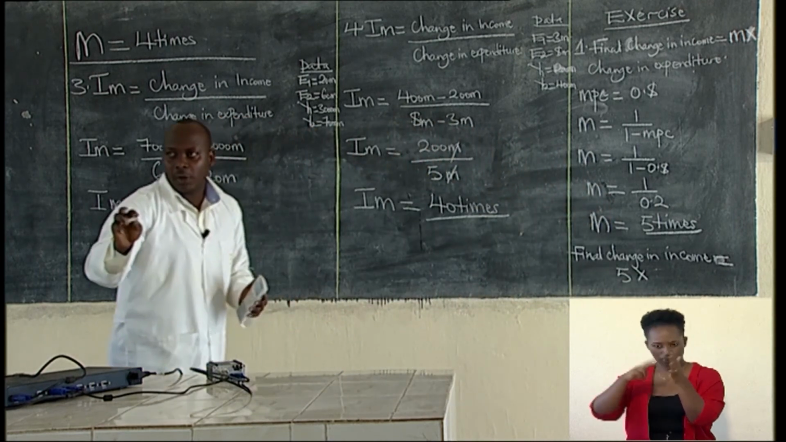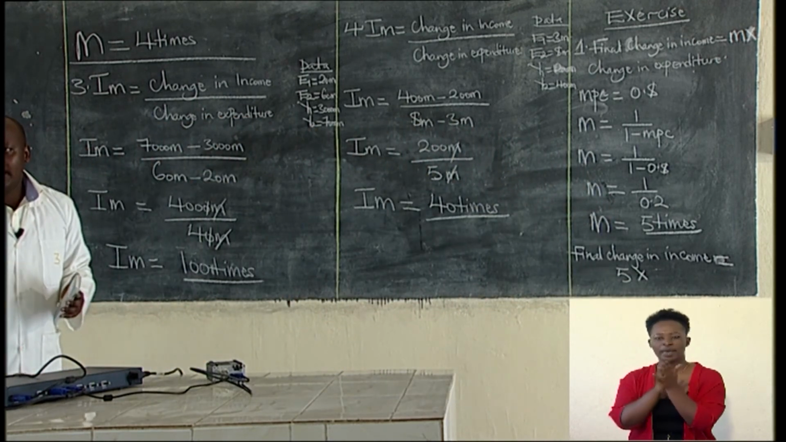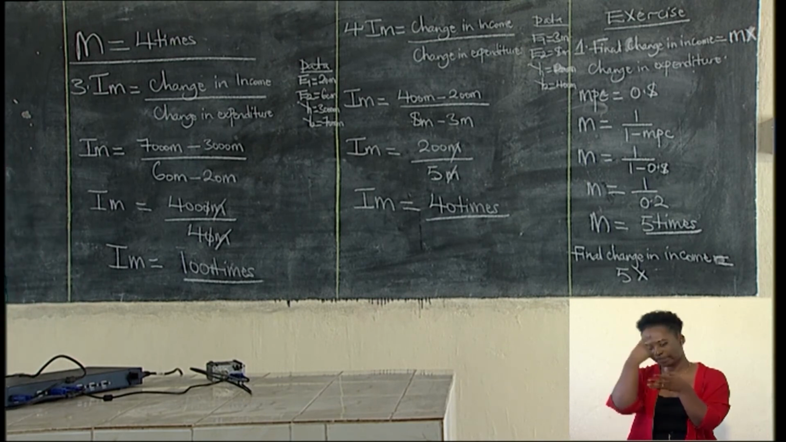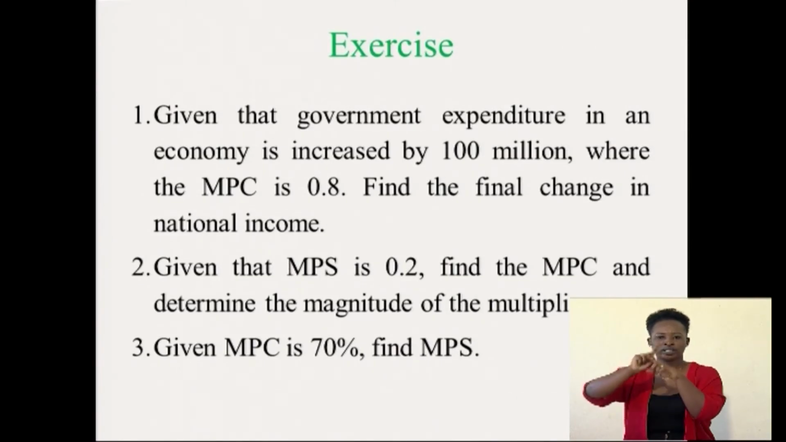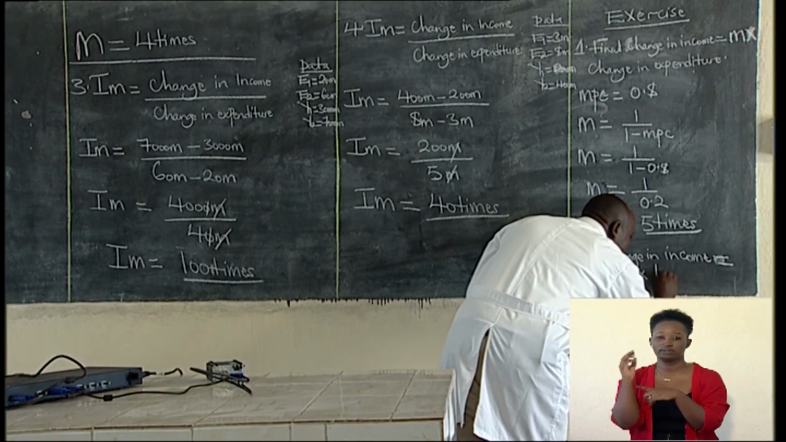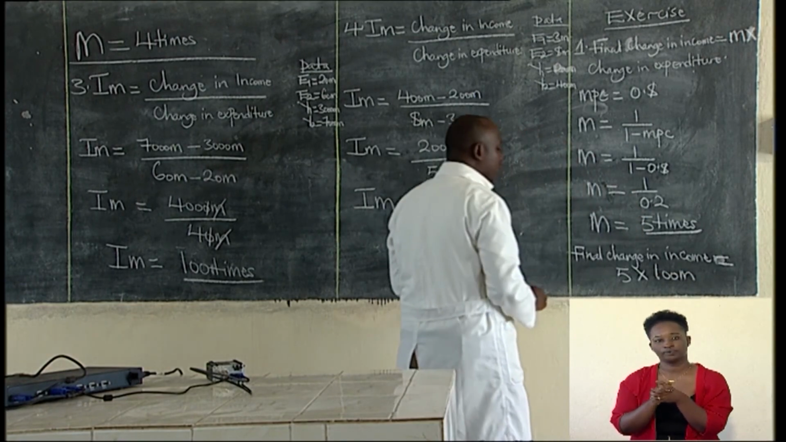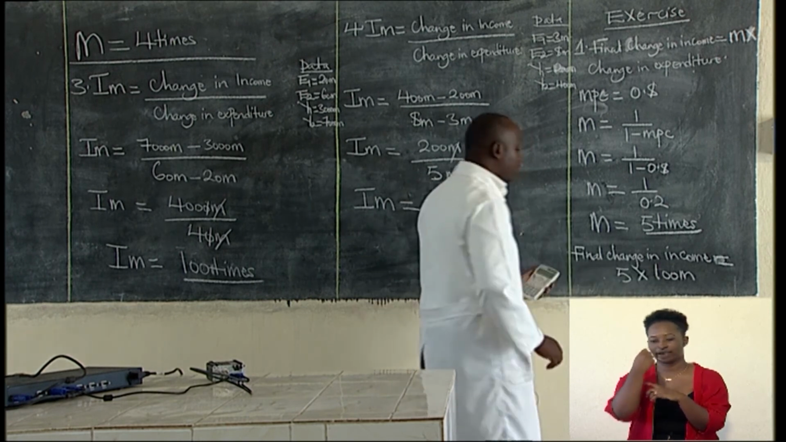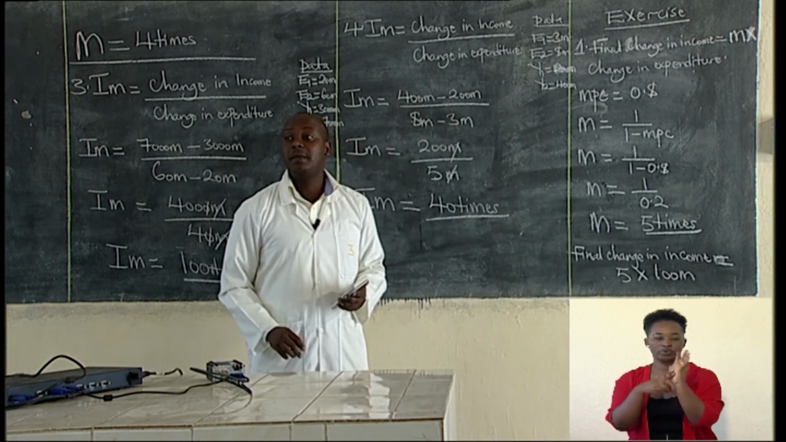Reading the question, given that the government expenditure in an economy increased by 100 million, the expenditure is 100 million. As you can see on question 1, it is 100 million. Now, we shall get 5 times 100 million. It will give you 500 million.